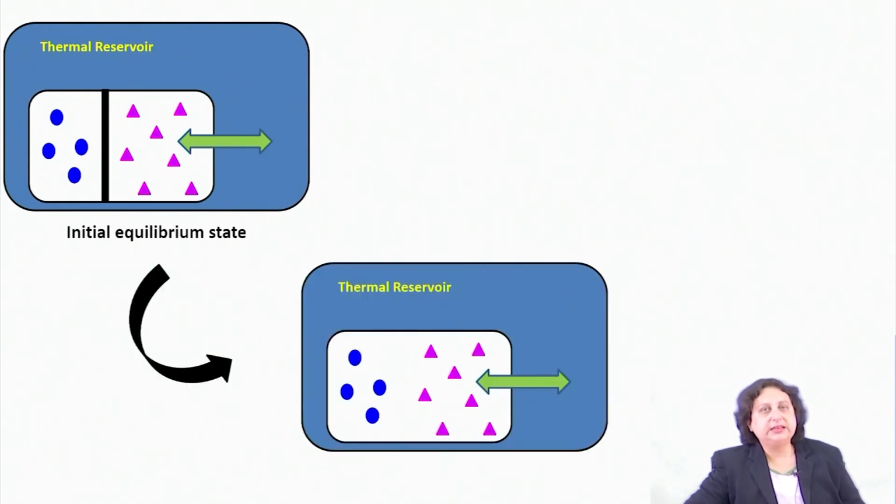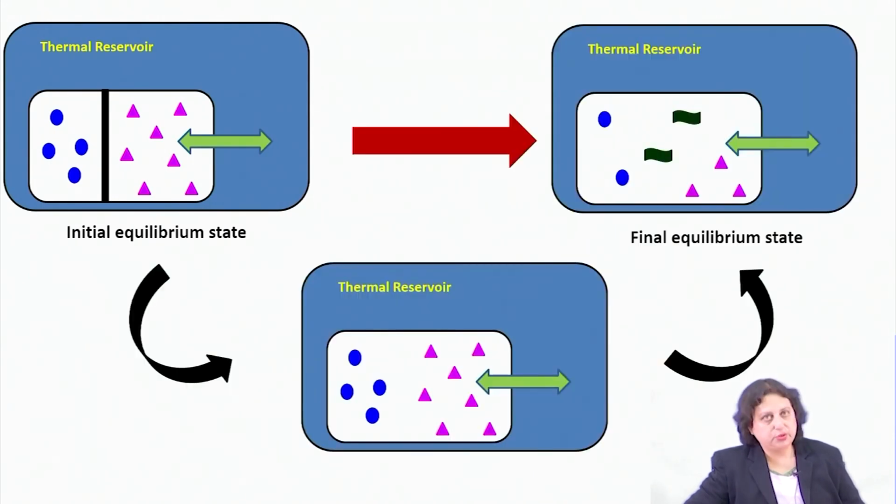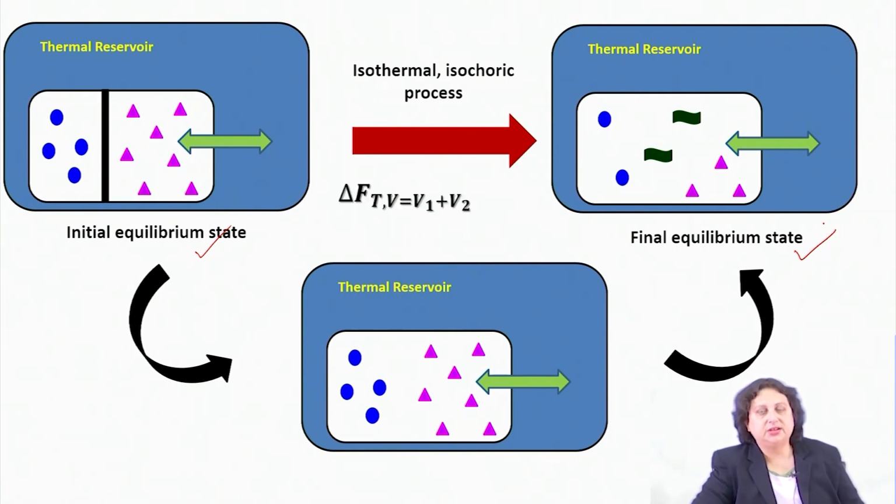So I've already taken this example where I have shown you that if this is my initial equilibrium state and this is my final equilibrium state for a chemical reaction, in that case, an isothermal isochoric chemical reaction proceeds spontaneously in the direction where there is a net decrease in the Helmholtz free energy.